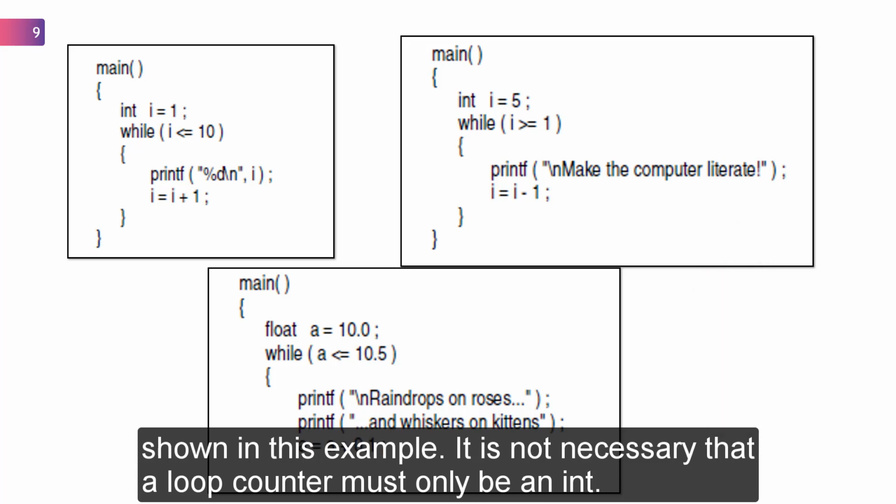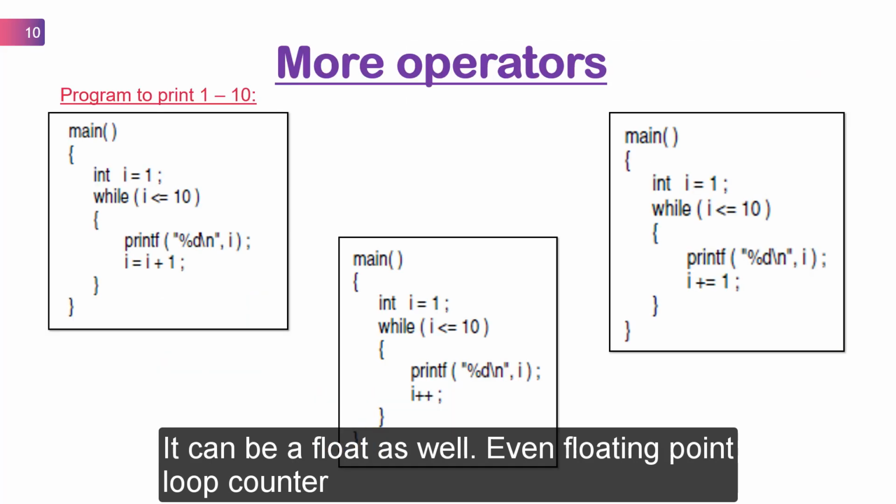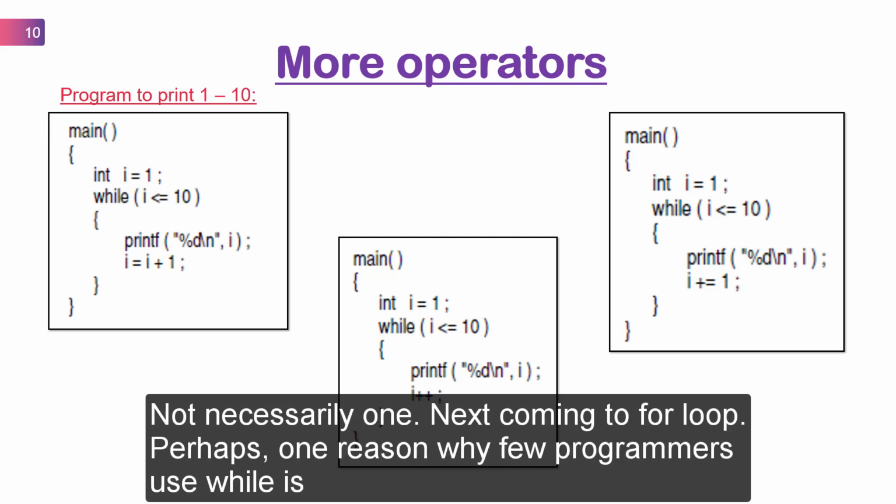It is not necessary that a loop counter must only be an int. It can be a float as well. Even floating point loop counters can be decremented. Once again, the increment and decrement could be by any value, not necessarily 1.